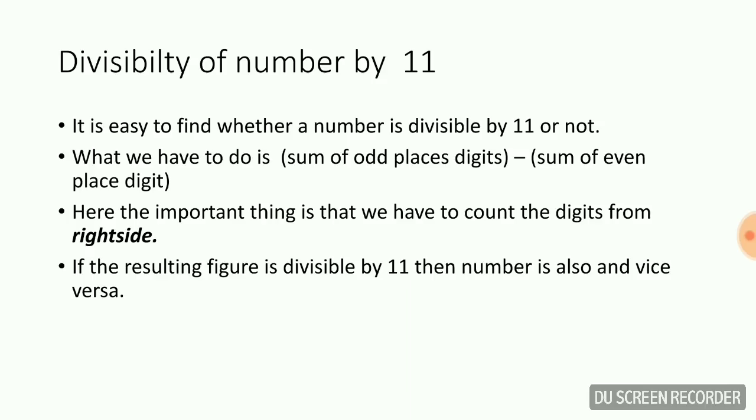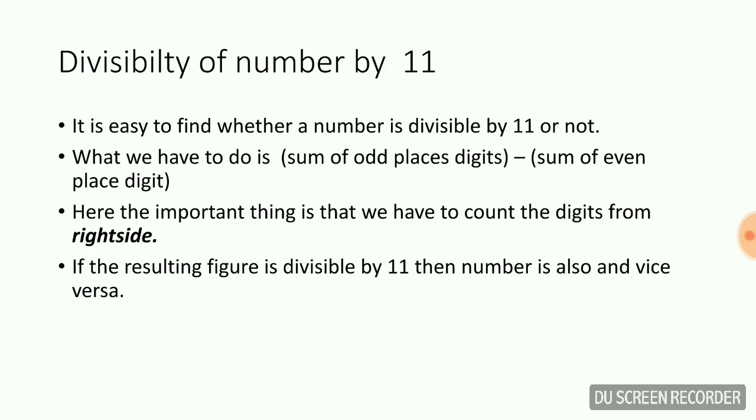Now what we will do: sum of the odd place digits minus sum of the even place digits. Now 4 minus 2 is 2. Whatever the resultant figure comes, in this example of 1 2 3, the figure is 2. What we have to do is find whether that number is divisible by 11. Now 2 is not divisible by 11, it means the number 1 2 3 is also not divisible by 11.